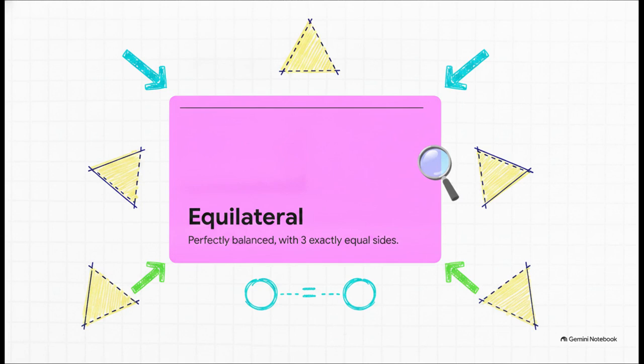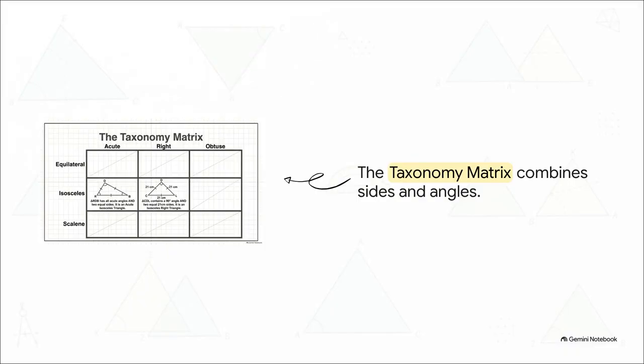An equilateral triangle, it's perfectly balanced with 3 equal sides. An isosceles triangle has 2 equal sides, standing tall and symmetrical. And the scalene triangle? That's kind of the wild card of the bunch, with absolutely 0 equal sides. Welcome to the taxonomy matrix. When we combine these 2 classification methods, we see that every single triangle actually possesses dual traits.